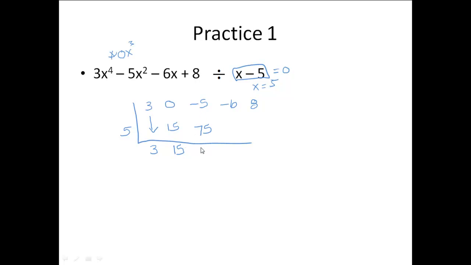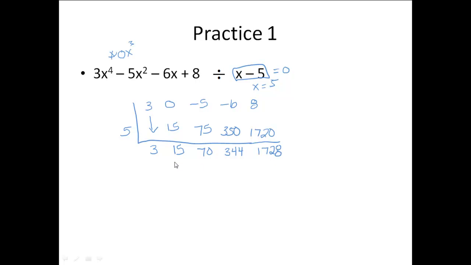Add that to negative 5, so that gives us a 70. Then take 5 times the 70, and we get 350. Add that to the negative 6, and we get 344. And then take 5 times the 344, and we get 1,720. Add that to the 8, and we get 1,728.